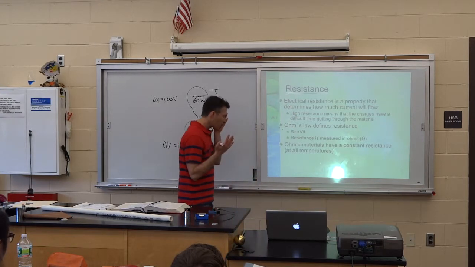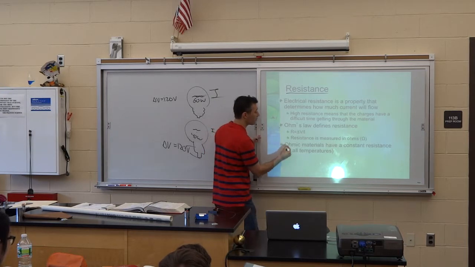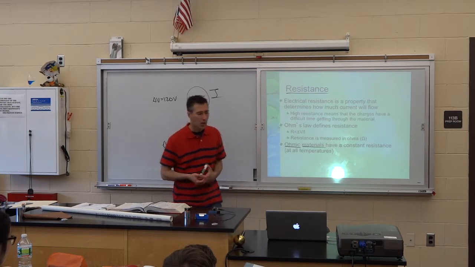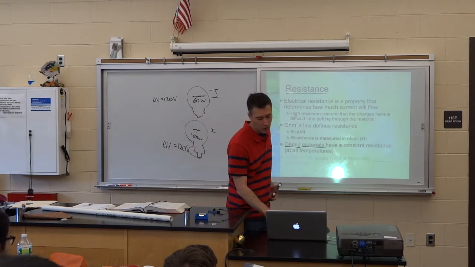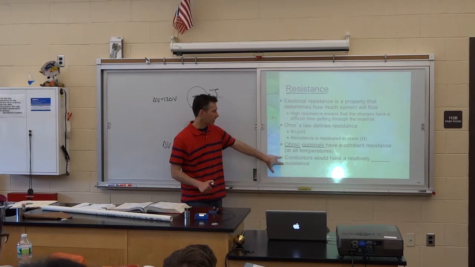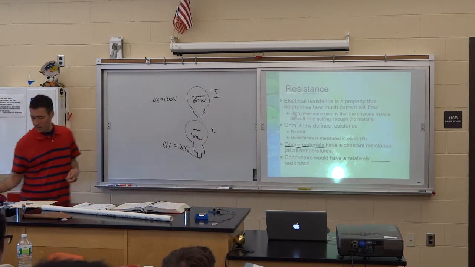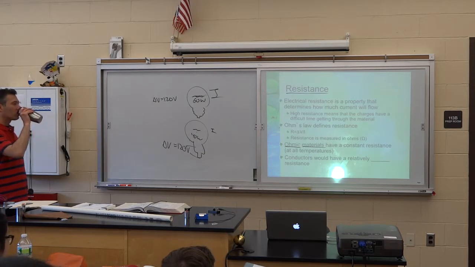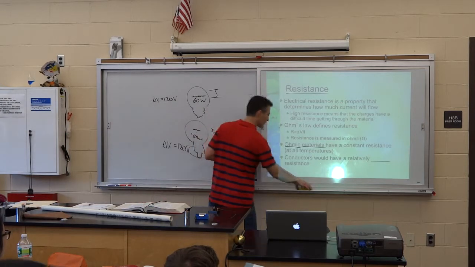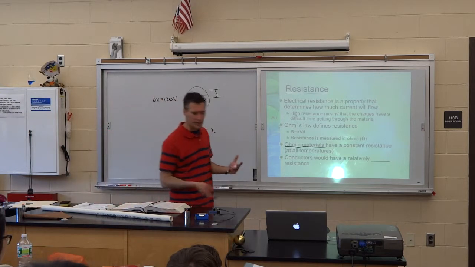So I said a minute ago that not all materials obey this law. If they do, we actually call them ohmic materials. Ohmic materials should have a constant resistance at pretty much all temperatures. And I think we already addressed this, but if you can fill in the blank, conductors would have a relatively blank resistance. Take 10 seconds, see what word you think goes there. All right, what's a good word for that? We got a low resistance, right? The charges can flow through quite easily.